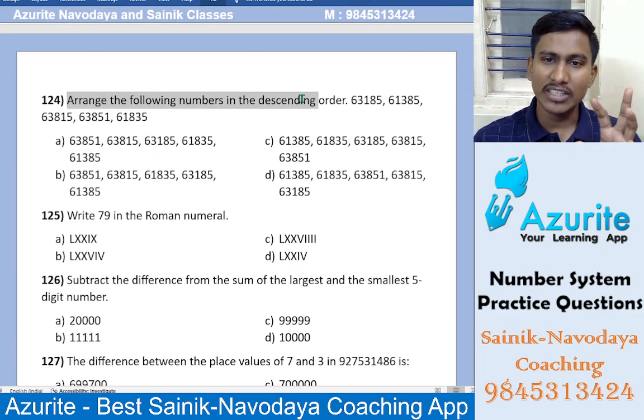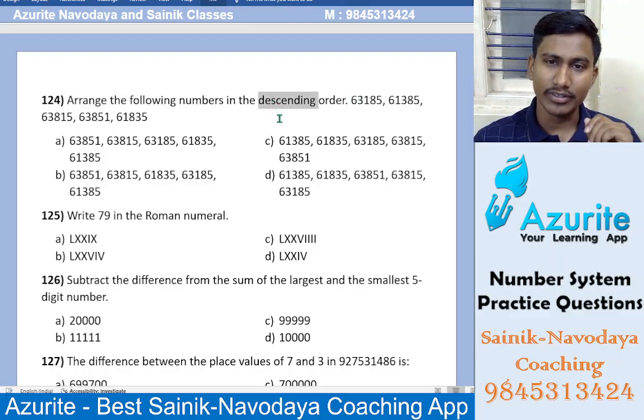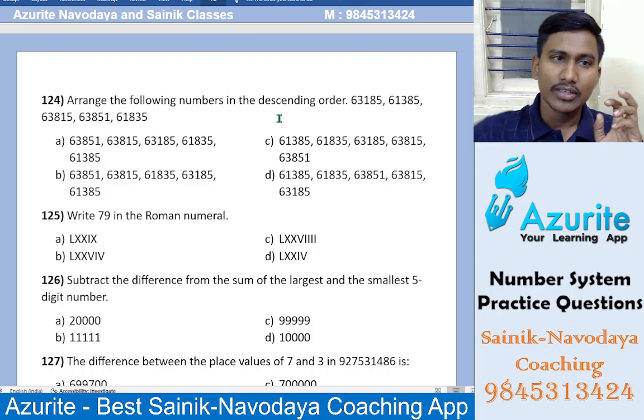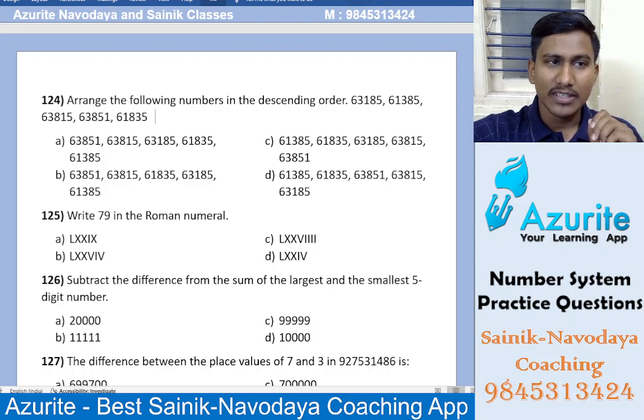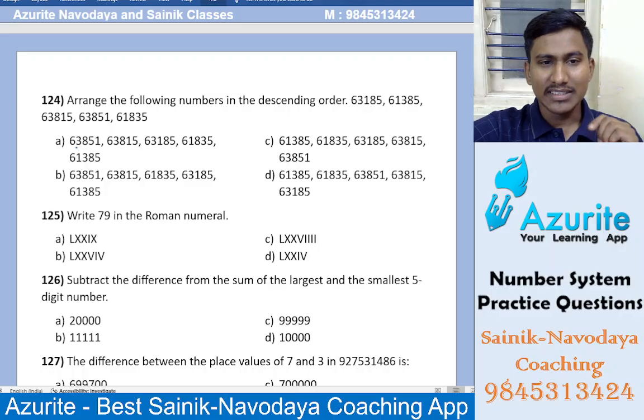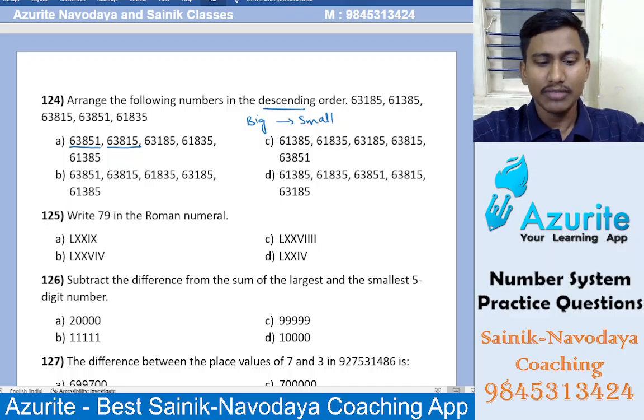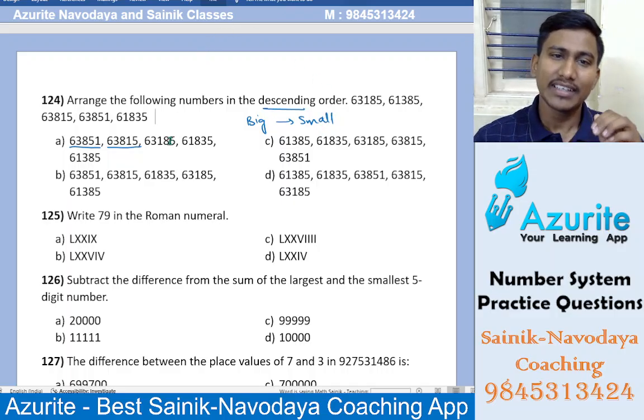Now question 124. Arrange the following numbers in descending order. Descending means decreasing order. So let us see the options. You will directly get to know, right? Here if you see first option A, this is 63,851, then 63,815. Descending order means we have to write from big to small. So is it big to small? We will check and then we can get it easily.